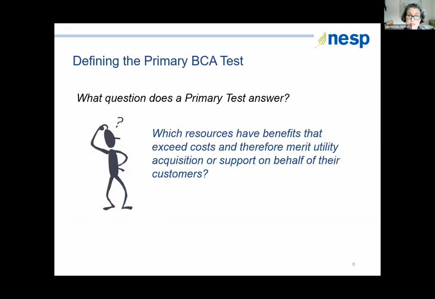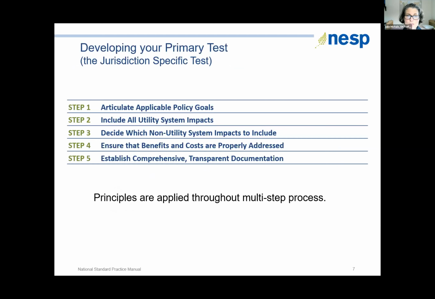So what question does a primary test answer? It answers which resources have benefits that exceed costs and therefore merit utility acquisition or support on behalf of their customers. Now, merit does not mean it's a slam dunk. As Abigail Anthony said on Monday, this is a challenge that they've seen in Rhode Island, where just because it passes their primary test, their Rhode Island test, it doesn't mean it's a necessary investment. There are other considerations, but yet the primary test is a starting point to really understand where benefits exceed costs, and therefore should be carefully considered for investment.